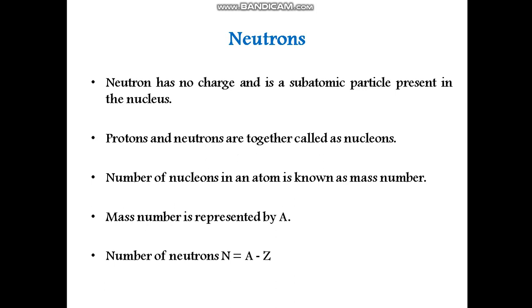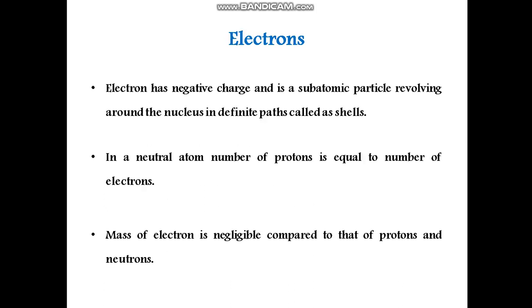Regarding neutrons, which have no charge, they are also subatomic particles which are present inside the nucleus. Protons and neutrons together are called nucleons. And number of nucleons is called mass number. Mass number is represented by the symbol A. Number of neutrons in the nucleus is calculated by the formula N is equal to A minus Z. In this case, we have seen 7 minus 3, that is 4.